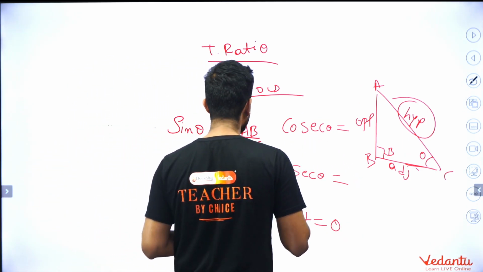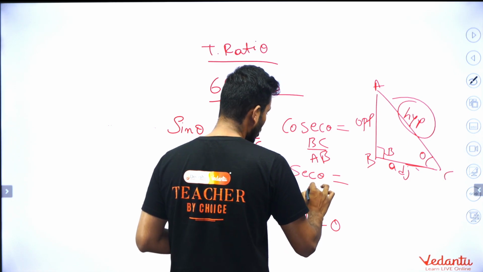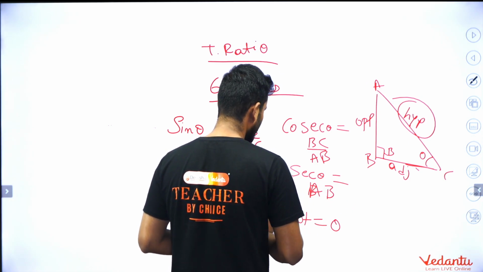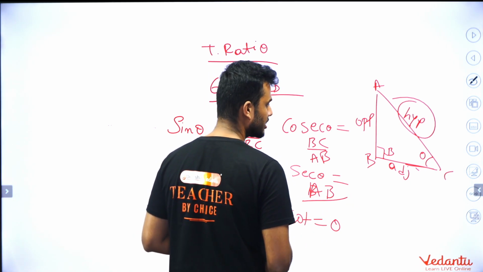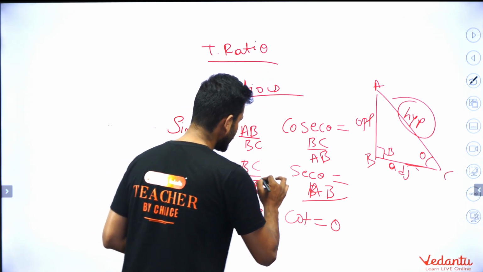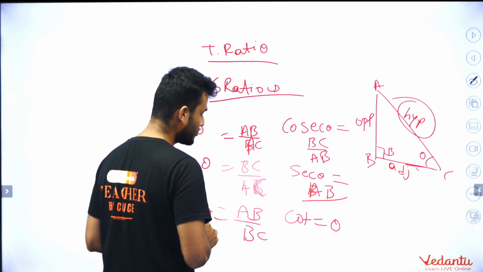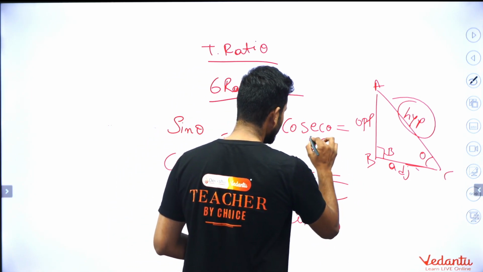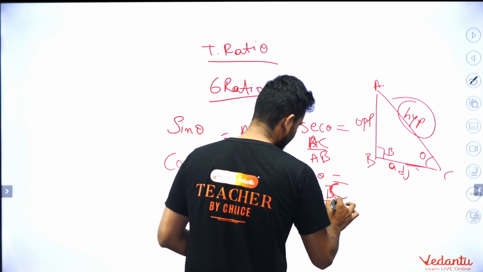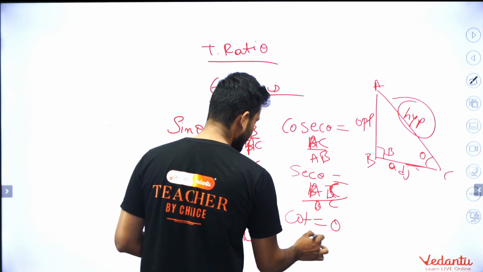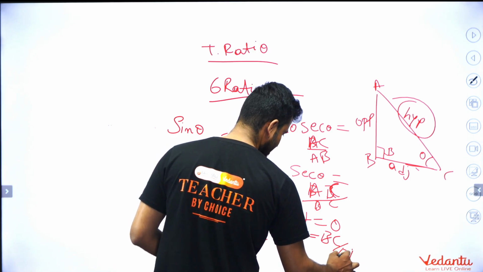Cosecant theta is equal to 1 by sin theta, which is nothing but AC by BC. Secant theta is 1 by cos theta, which is AC by AB, the hypotenuse over the adjacent. Cot theta is AB by BC. These are the 6 trigonometric ratios.